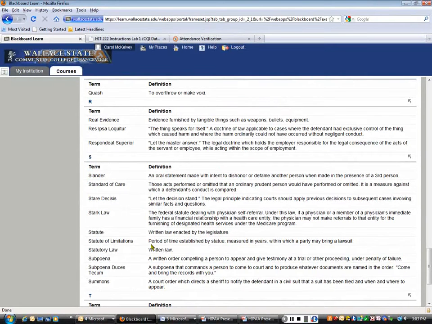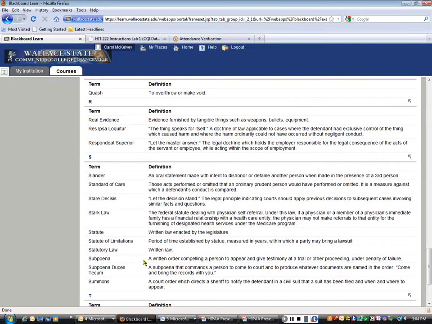Statute of limitations, we talked about that. It's a period of time established by law or written law or statute that defines the time period for bringing a lawsuit. And a lawsuit has to be brought, depending on the type of lawsuit, within a certain amount of time. Statutory law, just like a statute is a written law, statutory law is written law itself. A statute is actually a law, a written law.